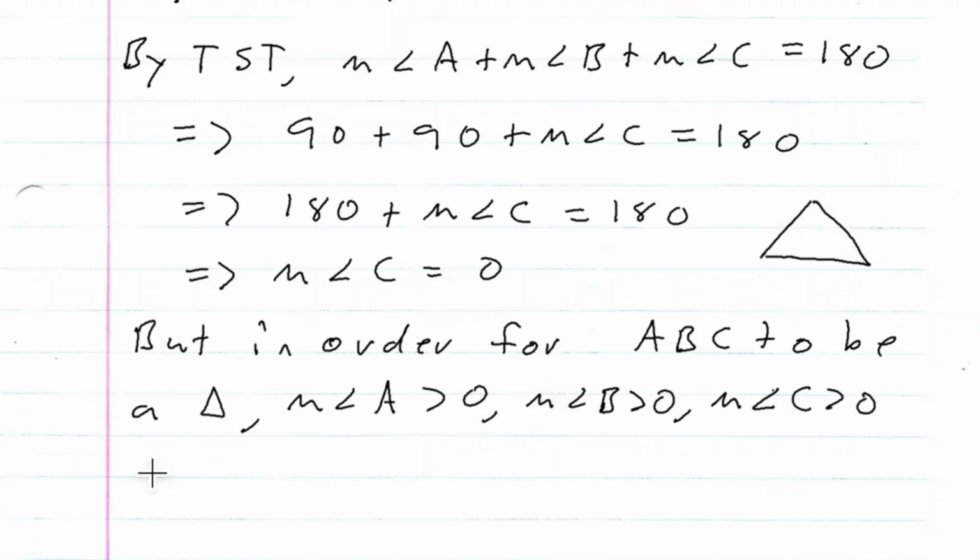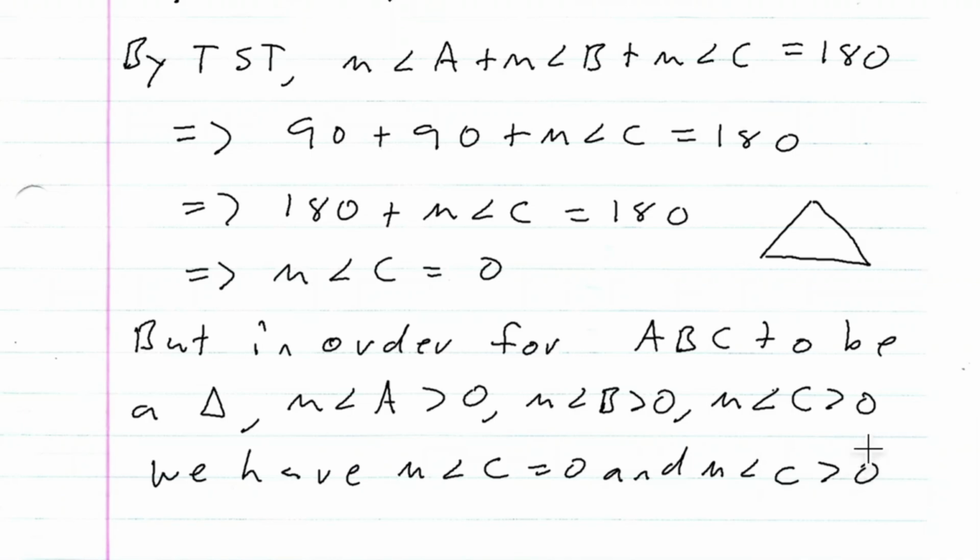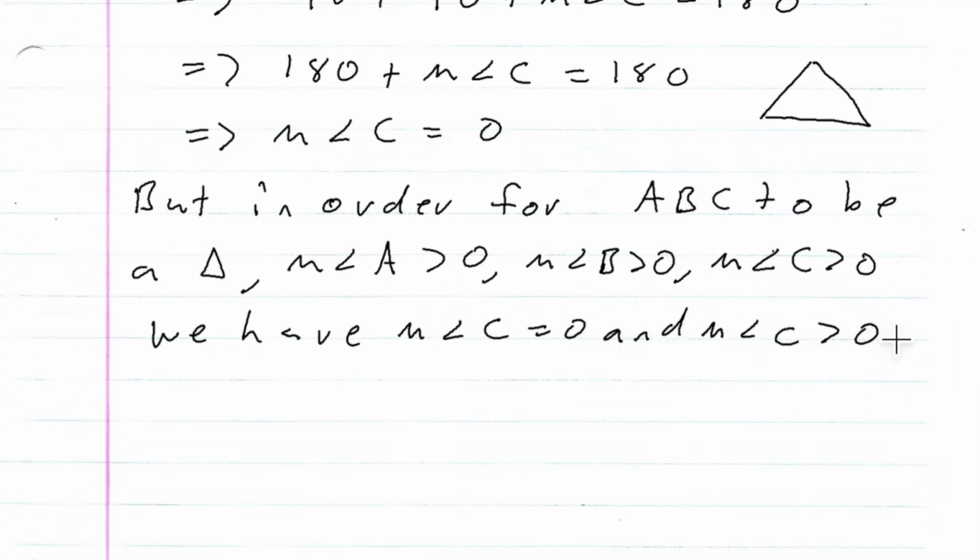Okay, so we have that the measure of angle C is equal to 0 and the measure of angle C is bigger than 0. And this is our contradiction. We can't have C be equal to 0 and bigger than 0 at the same time. So a contradiction.